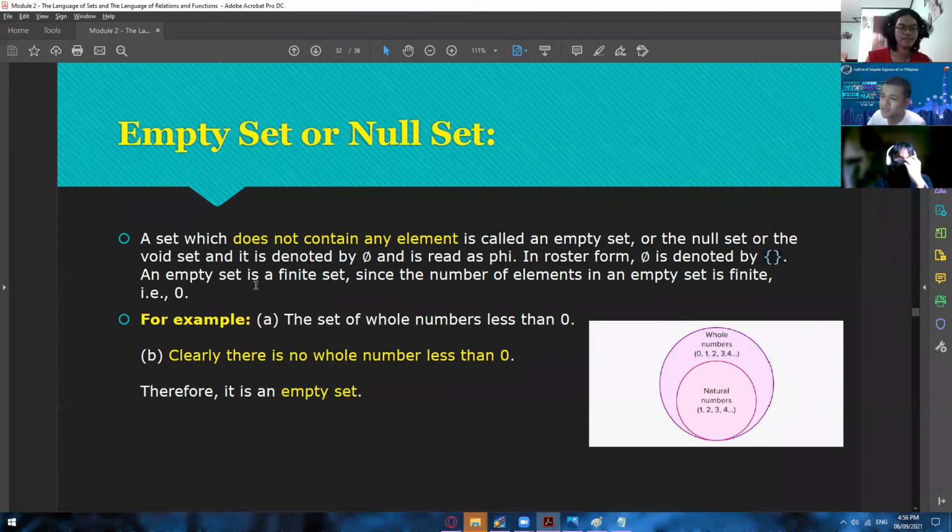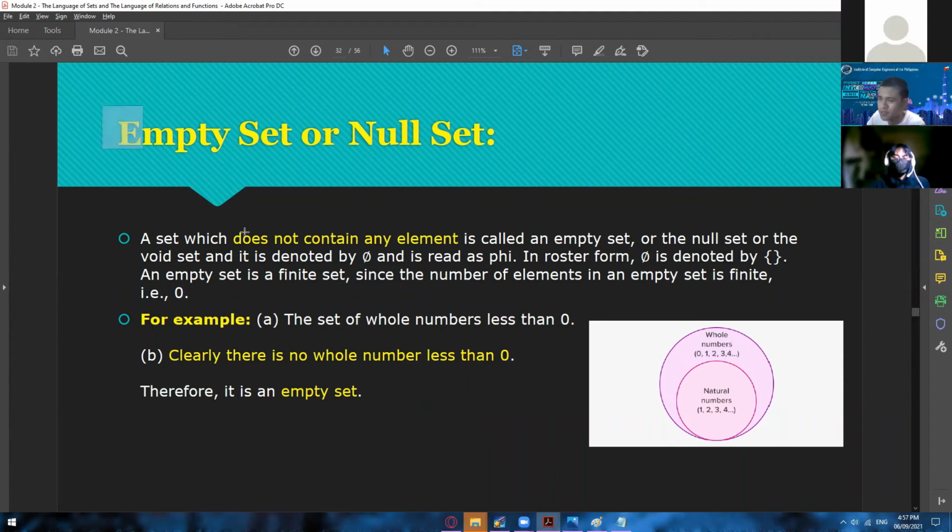Okay, and an empty set is a finite set also, since we can count the elements inside of it, which is actually none. So it's under finite set. And since the number of elements in an empty set is finite, for example, it's 0. This is just the cardinality, meaning it doesn't have any count of elements. For example, the set of whole numbers less than 0. Clearly there is no whole number less than 0, because in whole numbers we only have 0 and above. We don't have negative numbers. Therefore, it is an empty set.